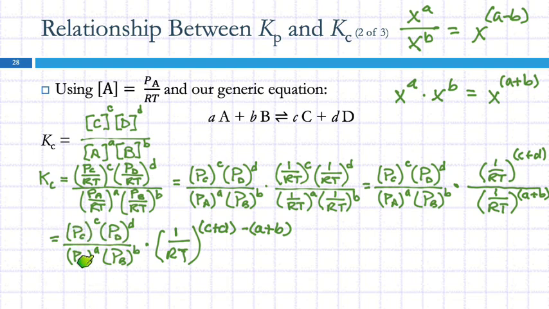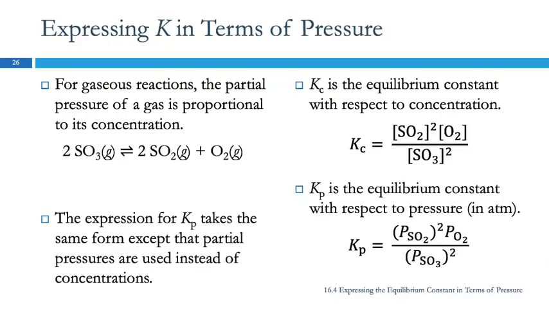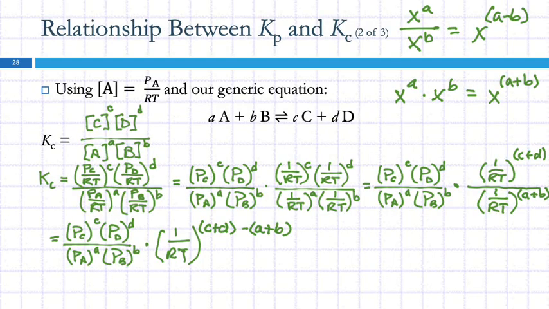I guess I could have simplified this a long time ago. What does this equal? KP, right? So KP is the same form, but with partial pressures instead of concentrations. So I should have done this before, but I didn't think of it. That is KP. What we're looking for here is KP equals what?